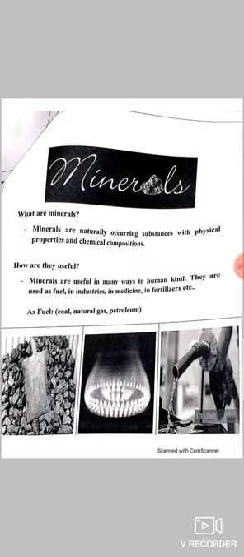Now the minerals. What are minerals? Minerals are naturally occurring substances with physical properties and chemical compositions. Minerals are very useful for humankind. They can be used as fuel, in industries, and in medicines. You can see the pictures also. Coal, natural gas, petroleum: these are minerals which are used as fuel.